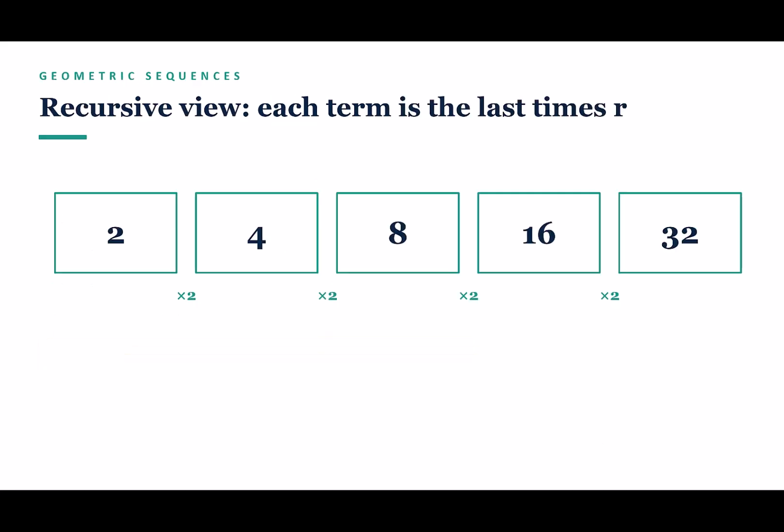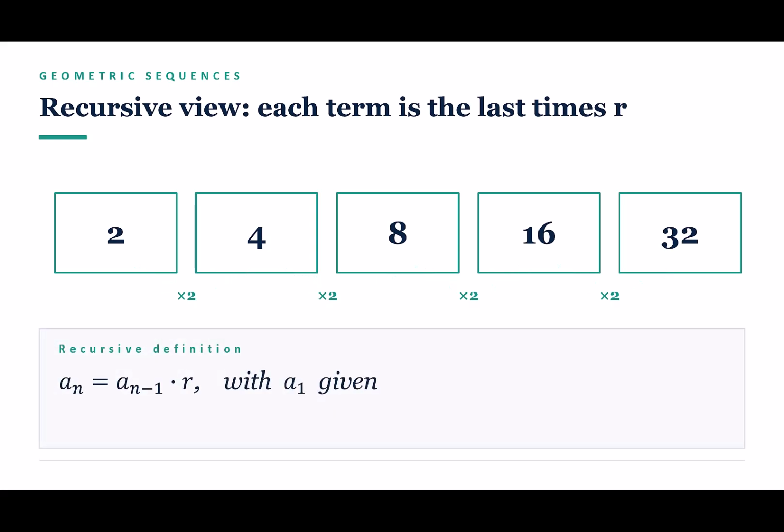Sequences that have a common ratio between terms are called geometric. Here, we're multiplying the previous term times 2. So 2 times 2 is 4, 4 times 2 is 8, 8 times 2 is 16, and 16 times 2 is 32. We could write our recursive definition as a sub n is equal to a sub n minus 1 times r, where again we need to know a sub 1 so we have a place to get started.